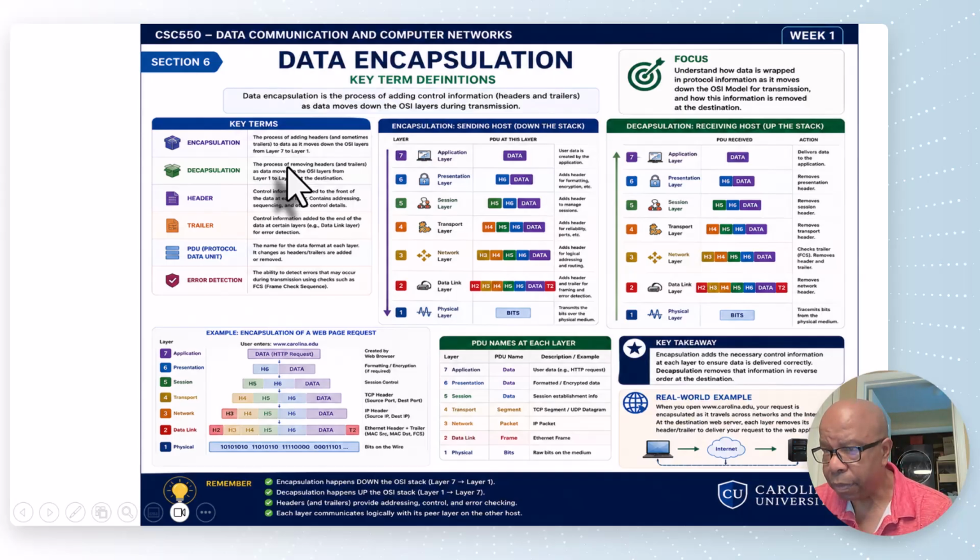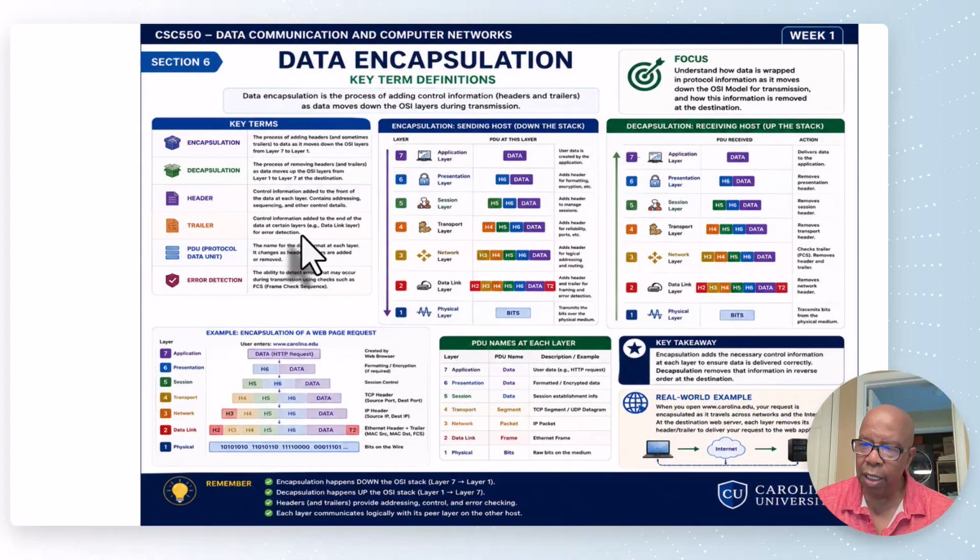What's in the header? Control information added to the front of the data of each layer contains addressing, sequencing, and other control information. And then there may or may not be a trailer. Control information added to the end of the data at certain layers, for example, the data link layer for error detection. If I don't get that trailer, I know that I have gotten an error. So that trailer is basically letting me put information in it so I can ensure that my data that I sent from the sender was received by the receiver.